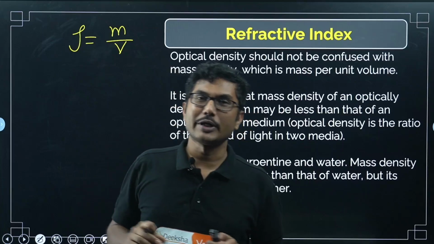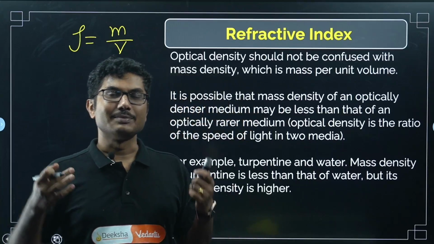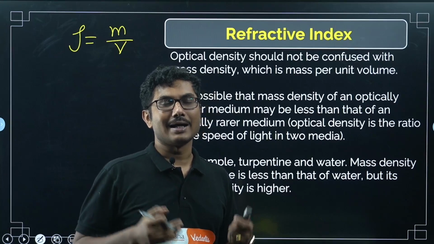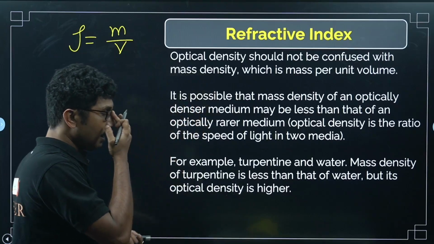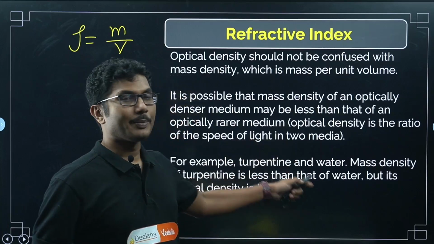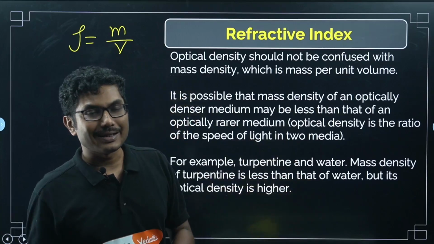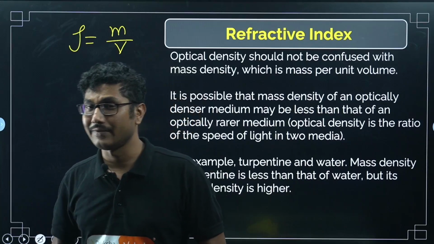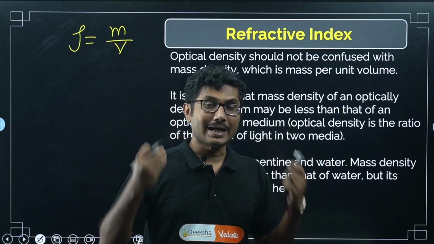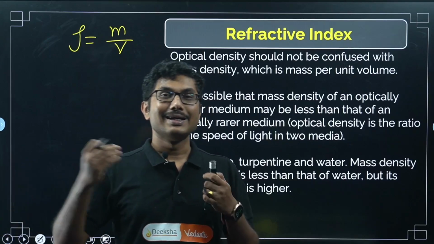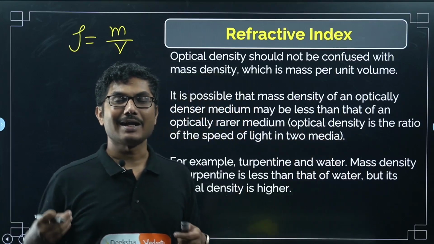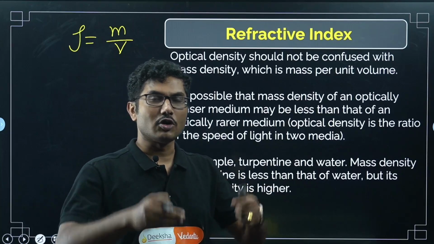For example, a wooden piece will float on water because its mass density is less than that of water, but an iron nail will sink because iron has higher density than water. Similarly, but in case of optical density, the optical density of turpentine is greater than that of water. So turpentine has a higher refractive index compared to water. If the refractive index of a medium with respect to air is higher than the refractive index of another medium with respect to air, then that higher refractive index medium is called the optically denser medium.